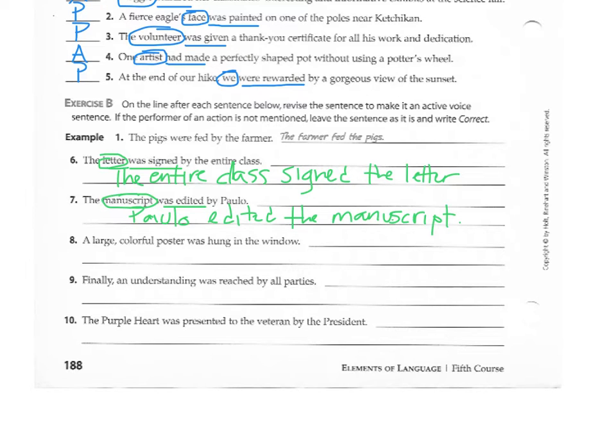Okay, for number 8, a large colorful poster was hung in the window. The passive voice verb is was hung. And the subject is poster. Okay? But in this case, we can't make it active voice, okay? Because there's no performer of the action. Okay, so this one is, if you follow the directions, this one's correct as is. Okay, so number 8 you can just put down as correct. Trust me, when I give that to you on a take-home quiz, I'm not going to give you ones that can't be changed. It'll be either active or passive.